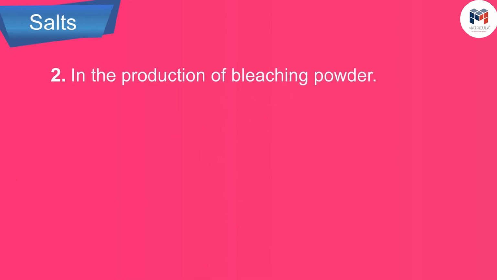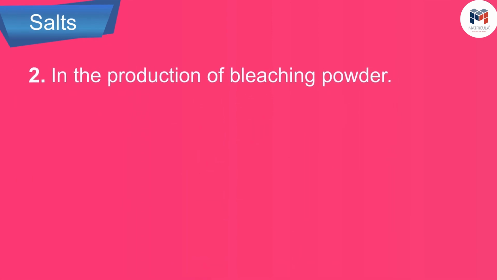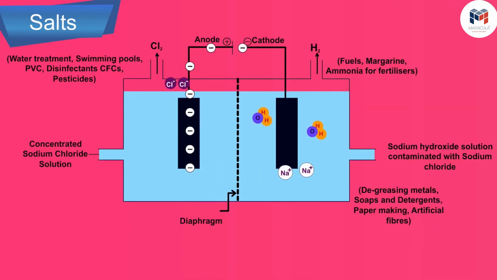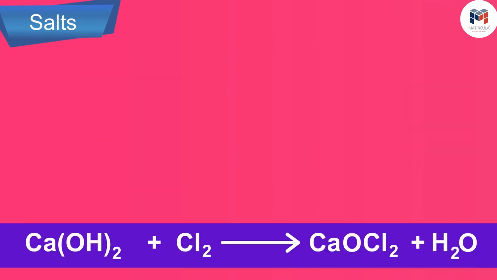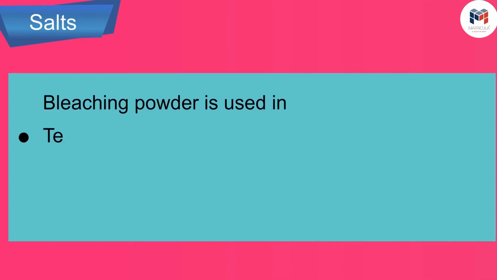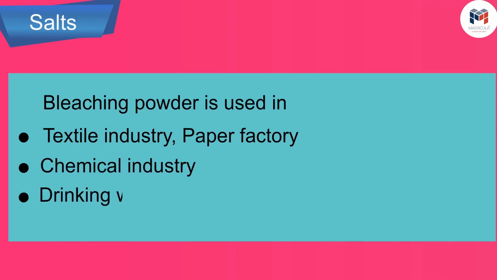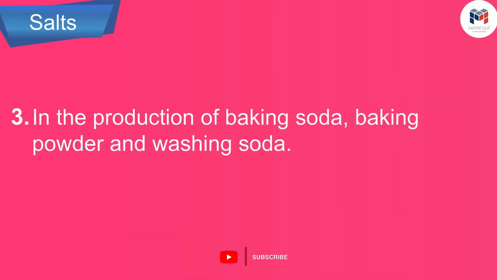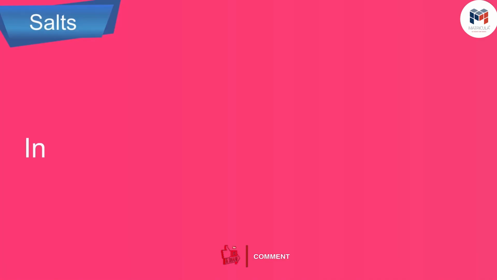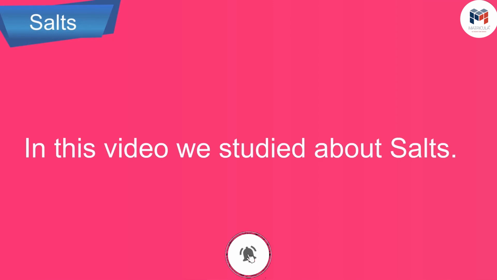2. In the production of bleaching powder. The electrolytic decomposition of sodium chloride produces chlorine gas, which is used in the production of bleaching powder. Bleaching powder is used in the textile industry, paper factories, chemical industry, and in drinking water to get rid of bacteria. 3. In the production of baking soda, baking powder, and washing soda. So friends, in this video, we studied about salts.